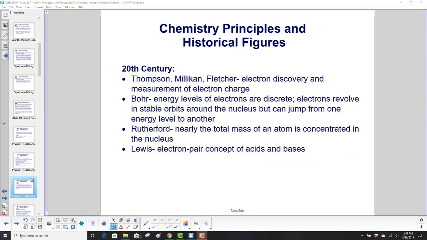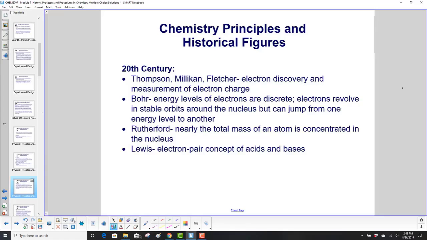Then in the 20th century, we had Thomson, Millikan, and Fletcher, and of course all their assistants, who worked on the discovery of the electron and the measurement of the electron charge, which is the fundamental charge on anything. Can't get anything smaller until you start talking about quarks and nuclear physics, but we're not going to worry about that now.